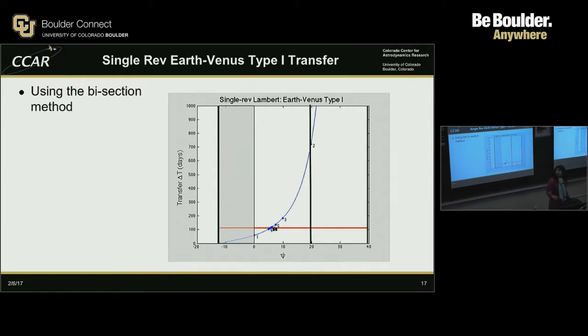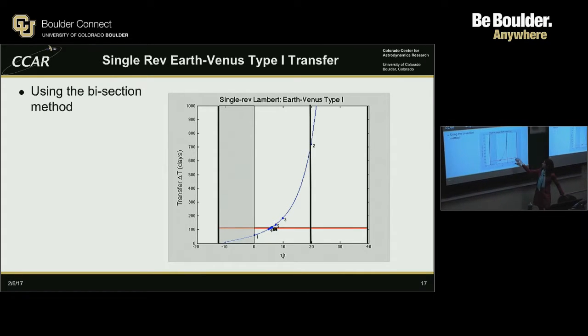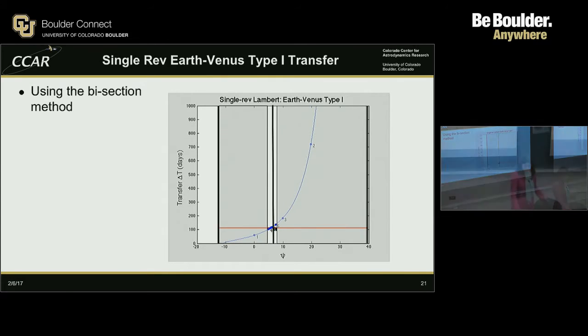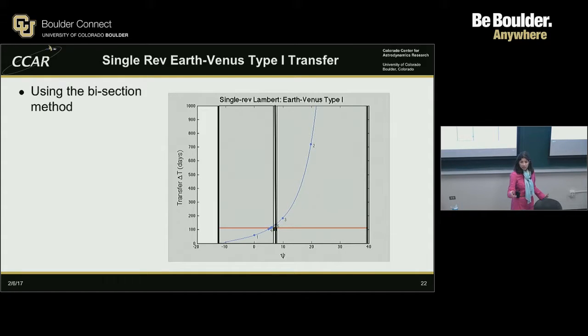And then point 2 is obviously way too high. That time of flight is roughly 800, where we're looking for 100 days. So it'll get rid of this region and pick something in the middle at number 3. And we keep going from 3, 4, and we're just getting closer and closer to the solution, cutting our step size down.